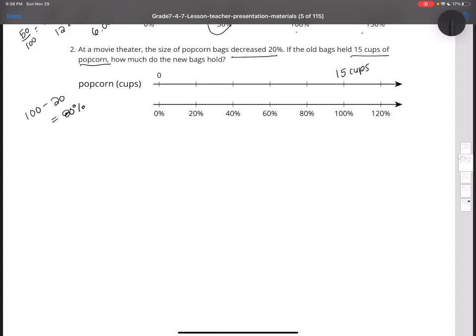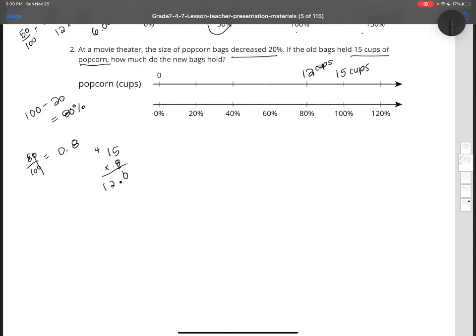Now, if you don't know what's 80% of 15, it's totally fine. All right. All percents go over 100. 80 divided by 100, if I cross out the zeros, it'll be 0.8 or 8/10. When I multiply 15 times 0.8, I would get, let's see, 12, with one digit behind the decimal, so it'll be 12 cups. Okay? But if it decreased by 20%, how can I figure out what's that 20%?